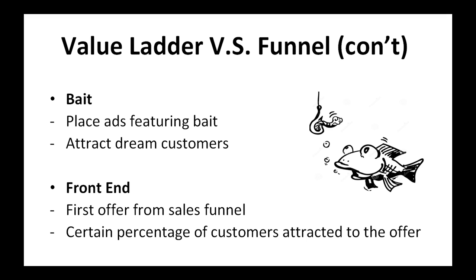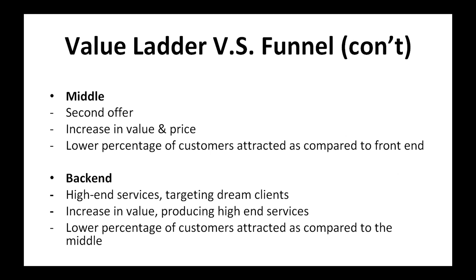In this step, you have to start placing ads featuring your bait and attract your potential customers. Next comes your front end. It's where you'll start selling your products. Potential customers will start raising hands, and a certain percentage of your traffic will purchase your offer. However, you do not stop there. You continue to move to the next step in your funnel. Introduce the next product or service in your value ladder. As you move down your funnel, you'll have to keep offering more value in your products or services. This is how you attract people to buy.